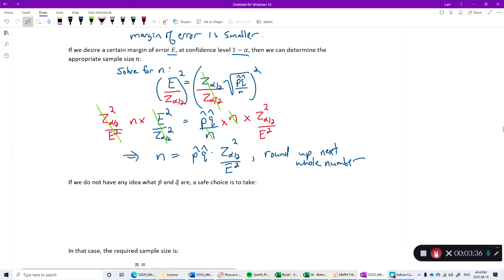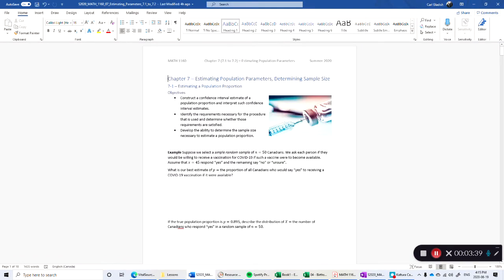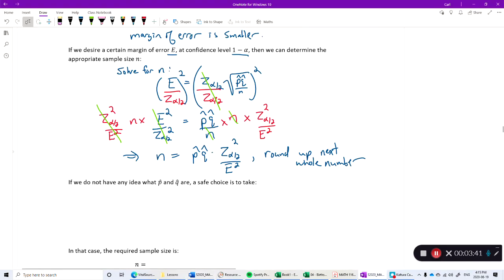Okay. Now think about this. Before we do a study, before we do the research, do we know what p hat is? Do we know what q hat is? No, because we haven't done a sample yet. That's the whole point. Before we take the sample, we want to figure out how many individuals to investigate. So we actually don't know p hat and q hat typically at this stage.